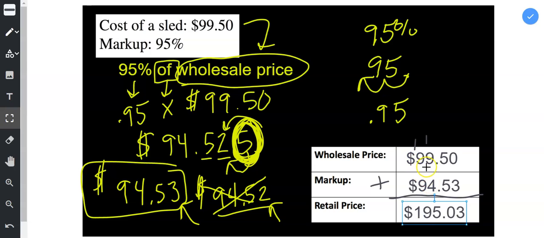So in review, we were given the wholesale price was $99.50. We calculated the markup. Then we added the markup to the wholesale price to get the retail price. The retail price is the price you would see in a store. So the company, when they bought the sleds in bulk, bought the sleds for $99.50 each. And they marked it up, and they're going to sell it to you for $195.03 per sled. So this is the price you would see on the price tag in the store. That is the retail price.